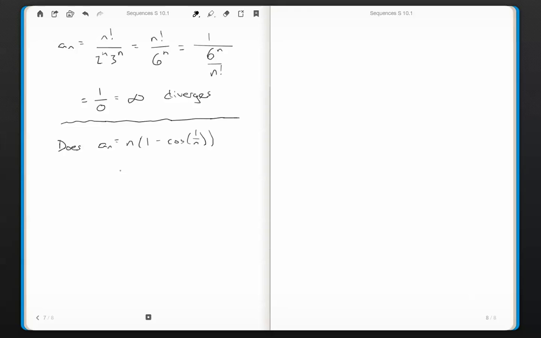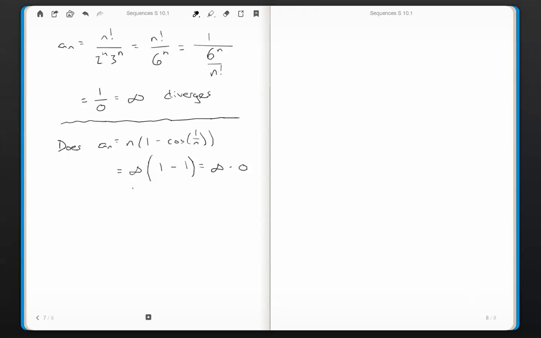As n gets big, that goes to infinity. And then 1 minus cosine of 1 over n: 1 over n goes to 0, and the cosine of 0 is 1. So this equals infinity times 0. Now this is definitely indeterminate, one of those forms I spoon-fed you on a quiz a few weeks ago. Infinity times 0 is indeterminate, but we can't use L'Hopital. There's not much we can do with it.